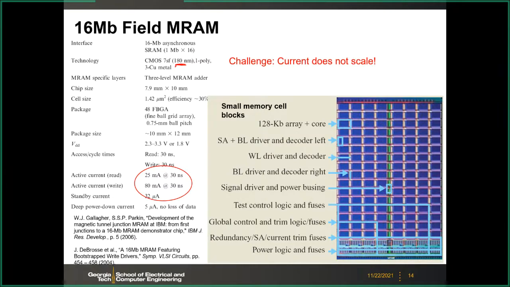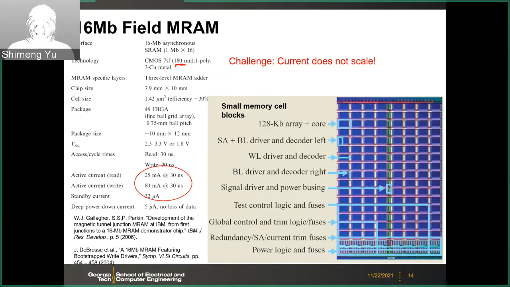And here I just want to point out some properties of this field switching MRAM. You look at the read current and write current. This number is huge: 80 milliamps to write, if you want to write in 30 nanoseconds. The reason is that you rely on the current to generate the field, and then the magnetic field to switch. So it's very inefficient.